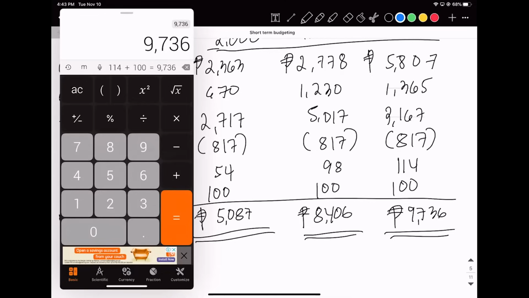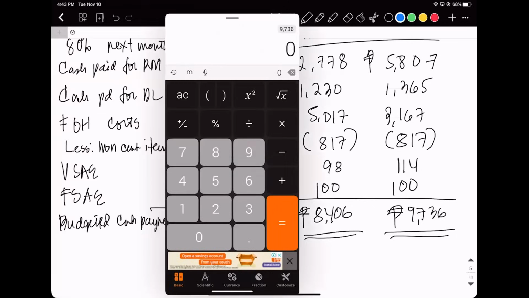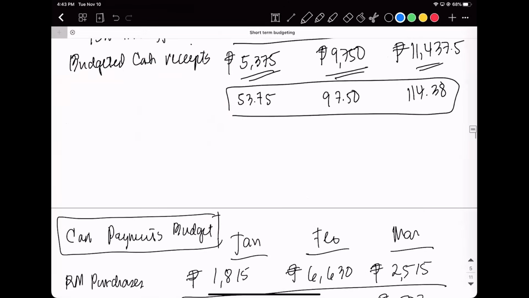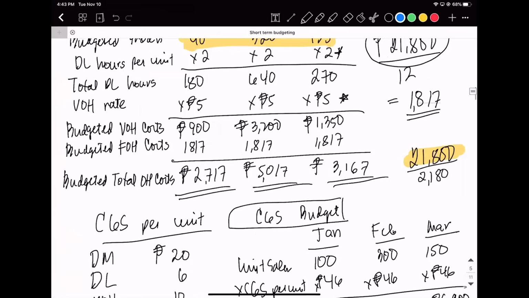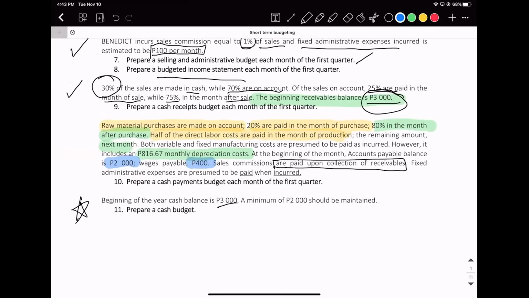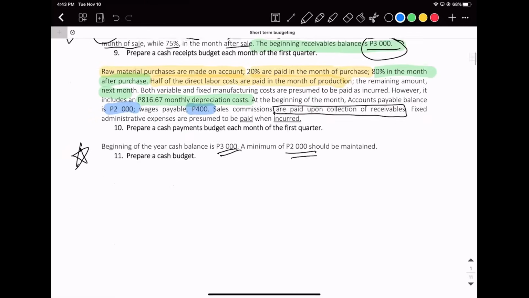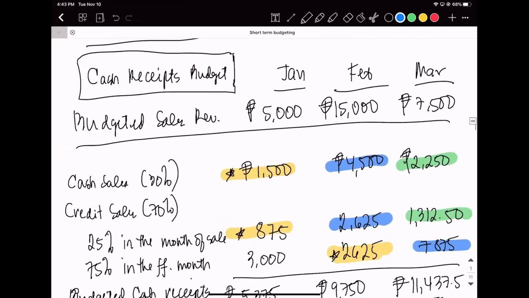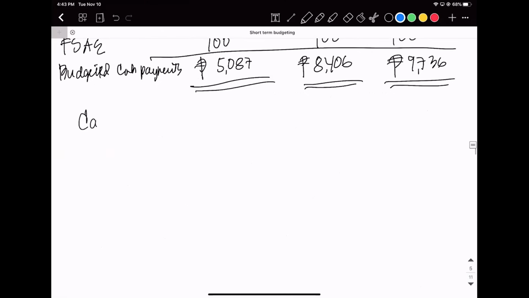So ano pa? Meron pa ba? Yes, ano yung last? Tingnan mo to. Last item na tayo. Ito na lang. Ayan. So beginning of the year cash balance is 3,000. A minimum of 2,000 should be maintained. Prepare a cash budget. Okay, so paano ang cash budget natin? Ang basis natin yung cash receipts and cash payments. So cash budget.